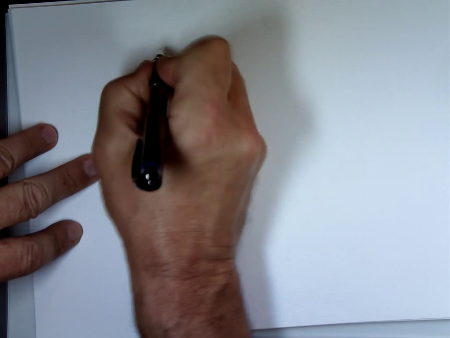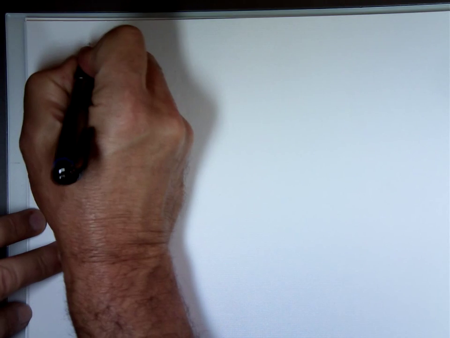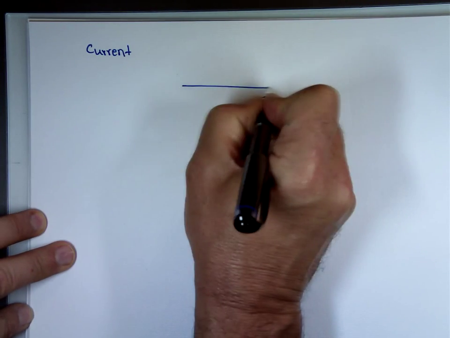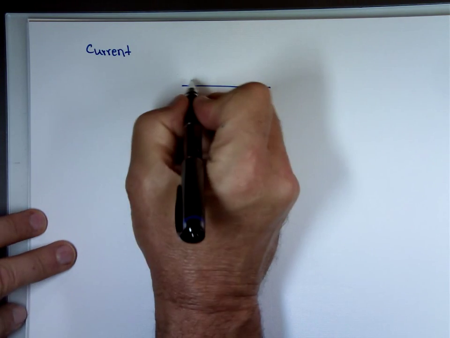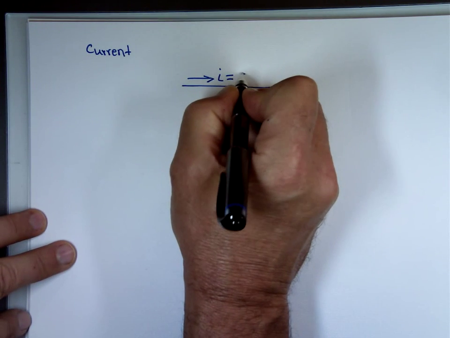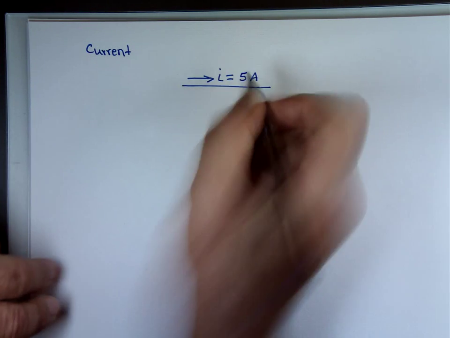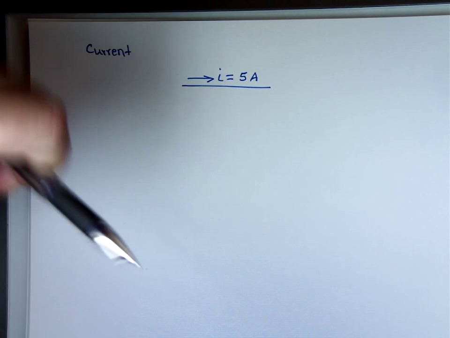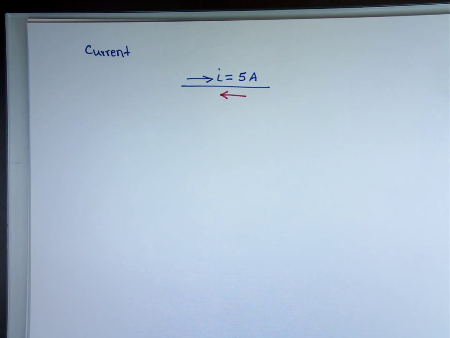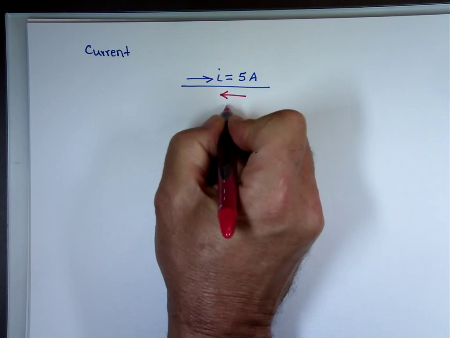Let's take this example. Again, I'm still talking about current here. Let's say we have a wire, and in this wire I notice the current going left to right: I equals 5 amps. If I ask you, can you tell me what this current is equal to? What do you think? Negative 5 amps, exactly.